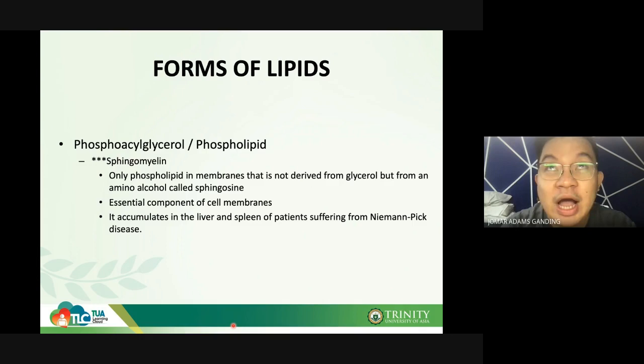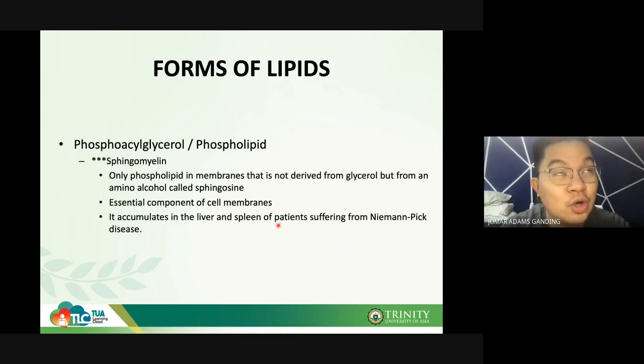And if you have an inborn error of metabolism, your sphingomyelin can accumulate in the liver and spleen of a patient suffering from Niemann-Pick disease. Your Niemann-Pick disease is because you have a deficiency in an enzyme that metabolizes or digests your sphingomyelin. Therefore, these fats will accumulate. Okay, kasi lipids pa rin yan eh. It will accumulate in your liver and also in your spleen.